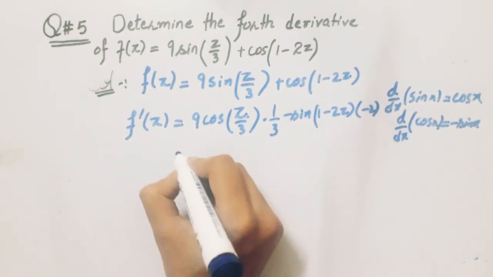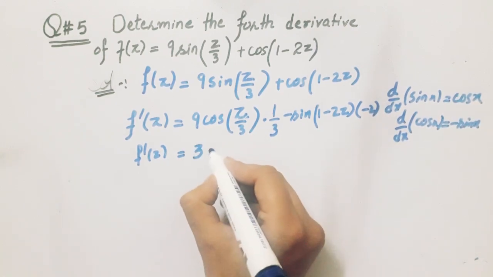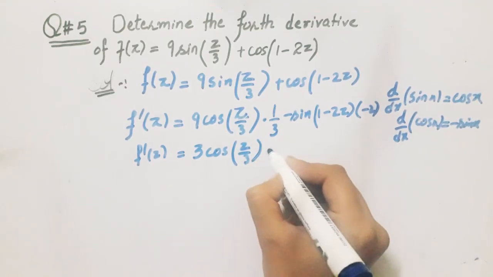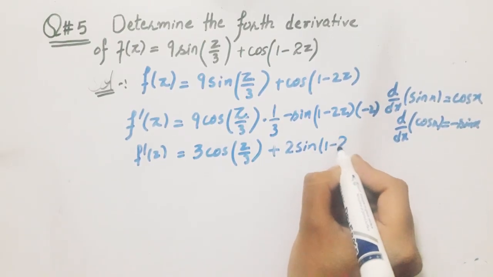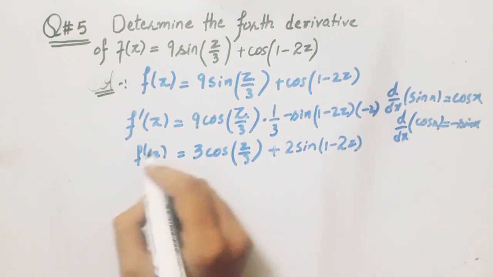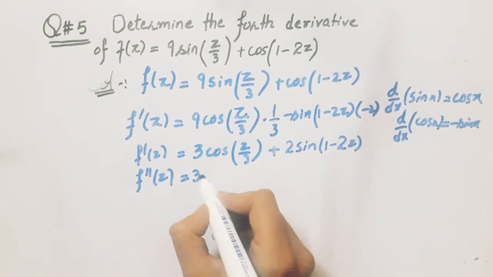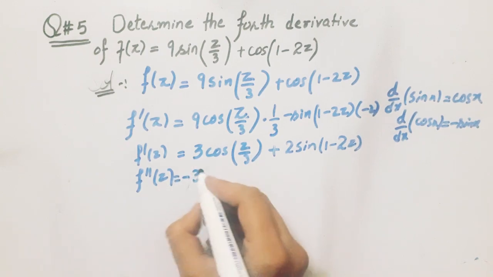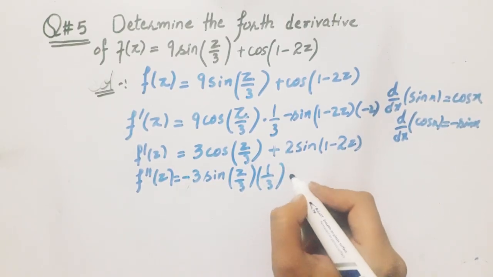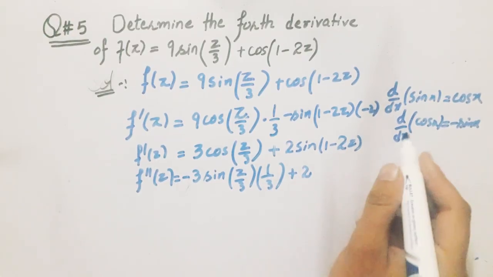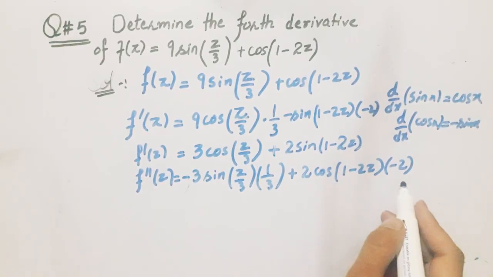So your required function will be equal to f dash of z. By simplifying, 3 into 9, 9 by 3, which is equal to 3. So 3 cos z by 3, minus minus will become plus 2 sin of (1 minus 2z). Now we will differentiate this further because we have to find the fourth derivative. So f double dash of z: 3 is fixed, cos derivative is minus sin, so we will use minus in the start, sin z by 3, and that is also 1 by 3, plus 2. Sin derivative is cos, so cos of (1 minus 2z) into minus 2. When you differentiate 1 minus 2z, you will get minus 2.